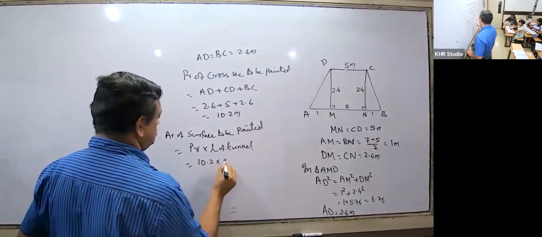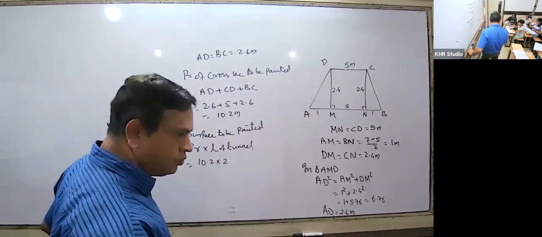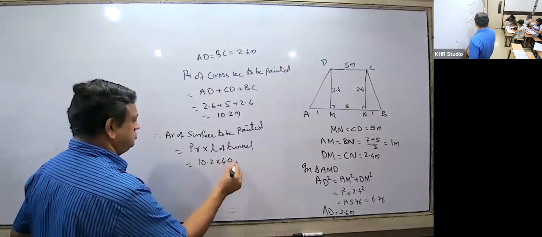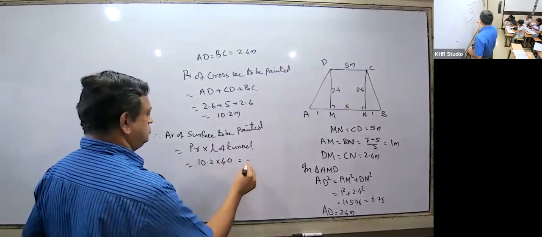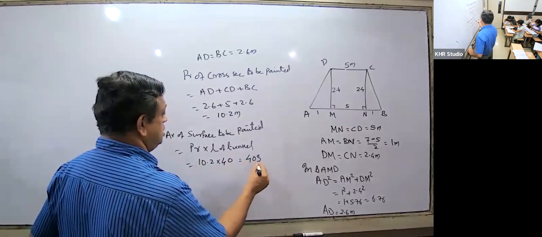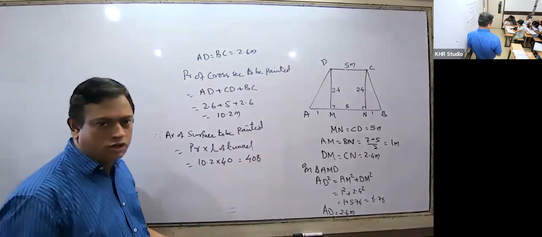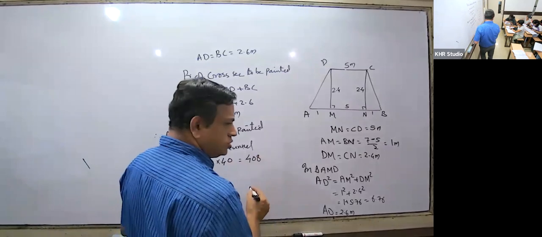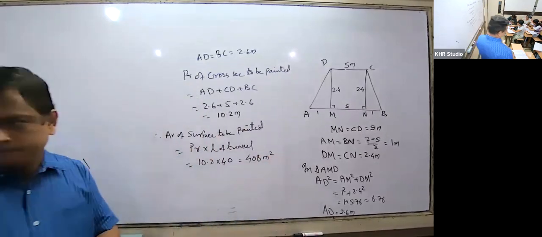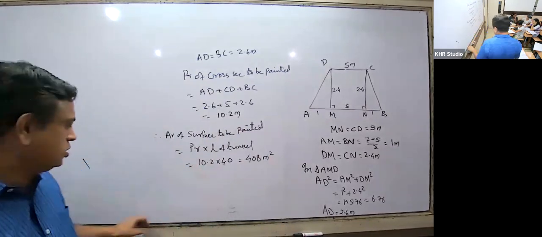What is 10.2 into how much? Length of the tunnel is 2.4, 40. How much? 400. Huh? 408, no. Decimal, 408. 408 meters square. Isn't it? 102 into 4, no.